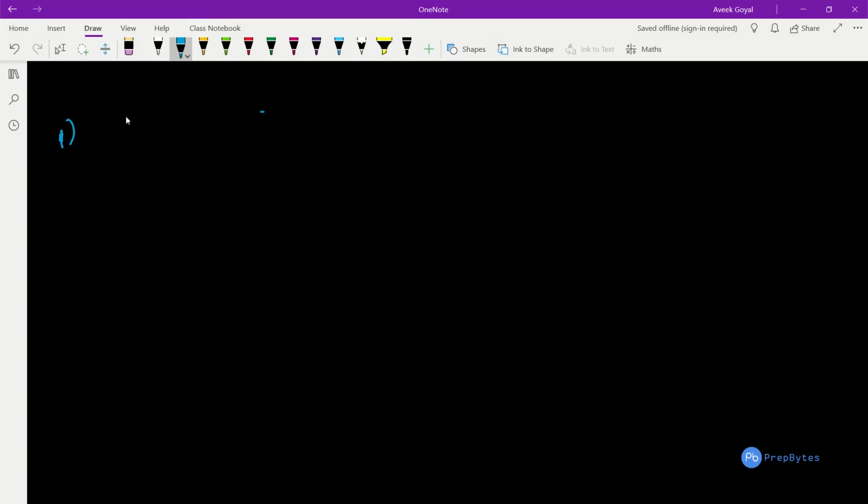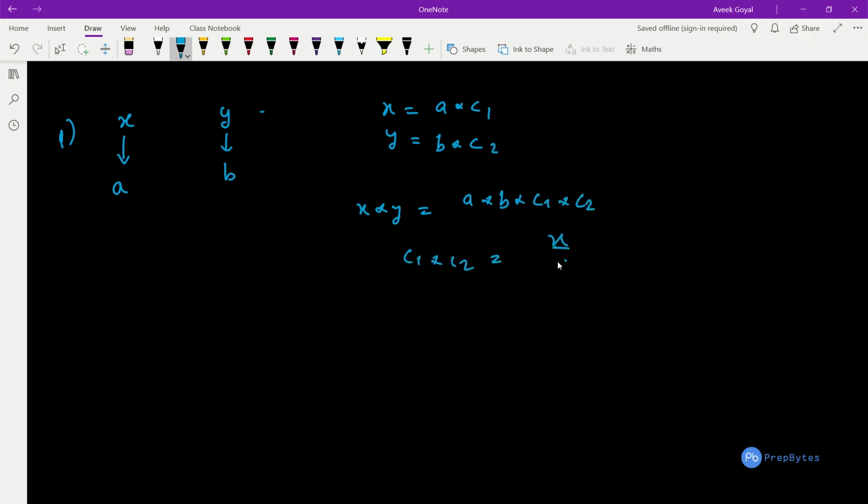If I have a number x divisible by a, and a number y divisible by b, I can write x equals a multiplied by some constant c1, and y equals b multiplied by some constant c2. If I multiply, x into y becomes a into b multiplied by c1 into c2. So c1 into c2 will become x upon a multiplied by y upon b. So we can say that if a divides x and b divides y, then a into b divides x into y. This is the first result that we need to take care of.